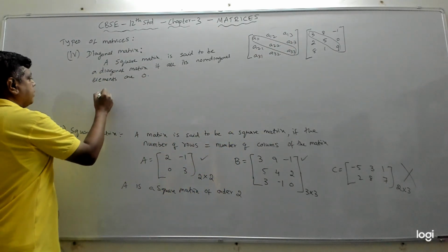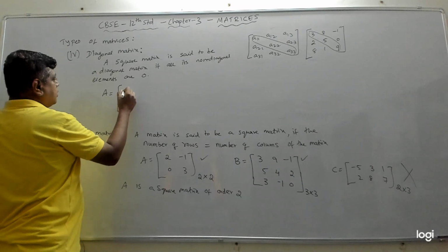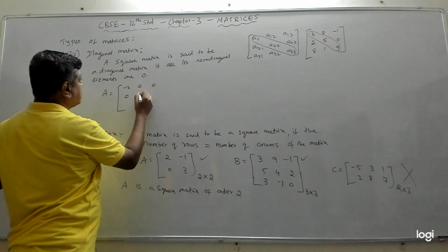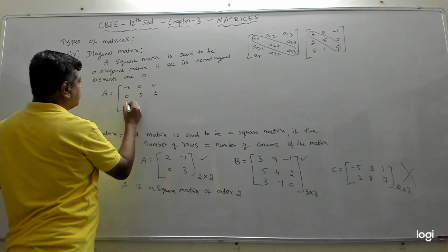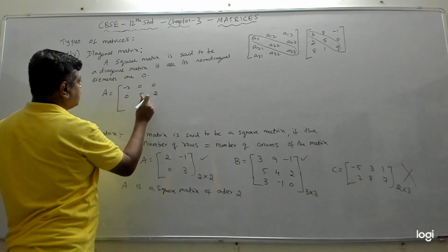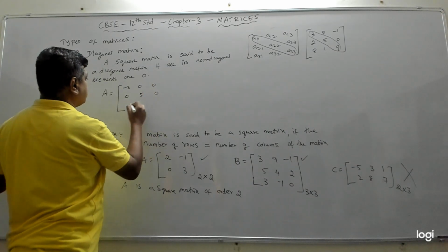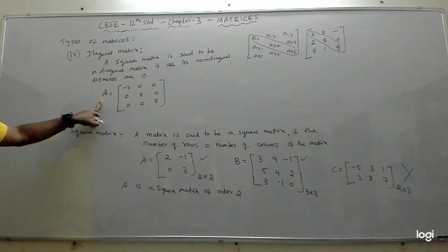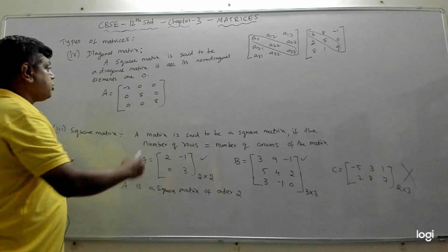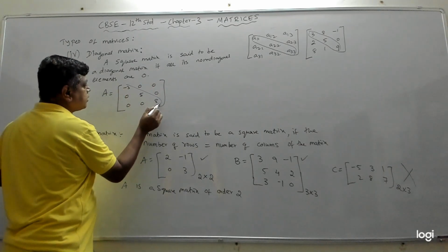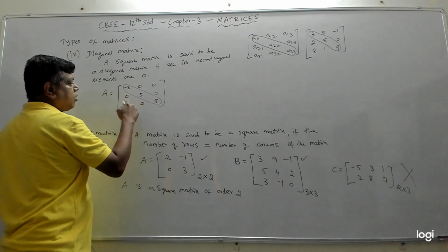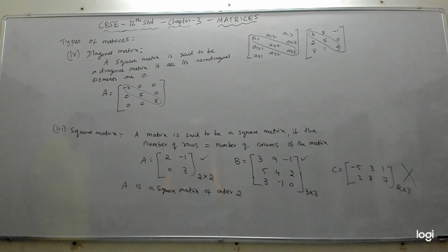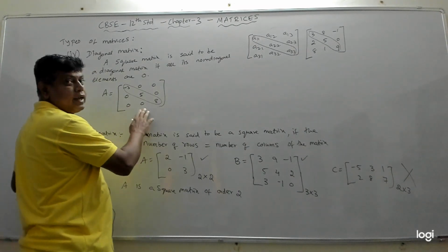Suppose I take an example A. I'll write -3, 0, 0, 0, 5, 2, 1, 0, 0, 0, 8. This is an example of a diagonal matrix because of its non-diagonal elements. So these are the diagonal elements. Non-diagonal elements means these 3 and these 3. The non-diagonal elements should be 0. Then we call this an example of a diagonal matrix.